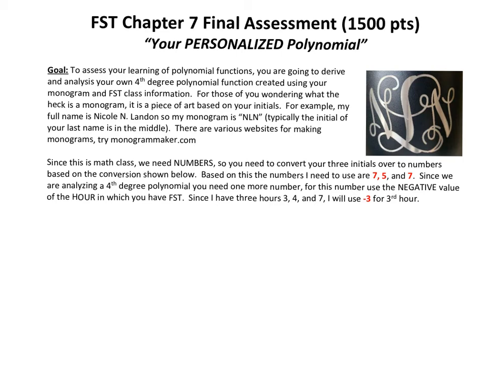Let me give you a quick overview of some of the key elements and how you're going to do your final assessment. This is going to be worth a total of about 1,500 points, which is approximately 25% of all the formative points in Chapter 7. Your goal is to make a personalized polynomial using your monogram and the class section that you're in.